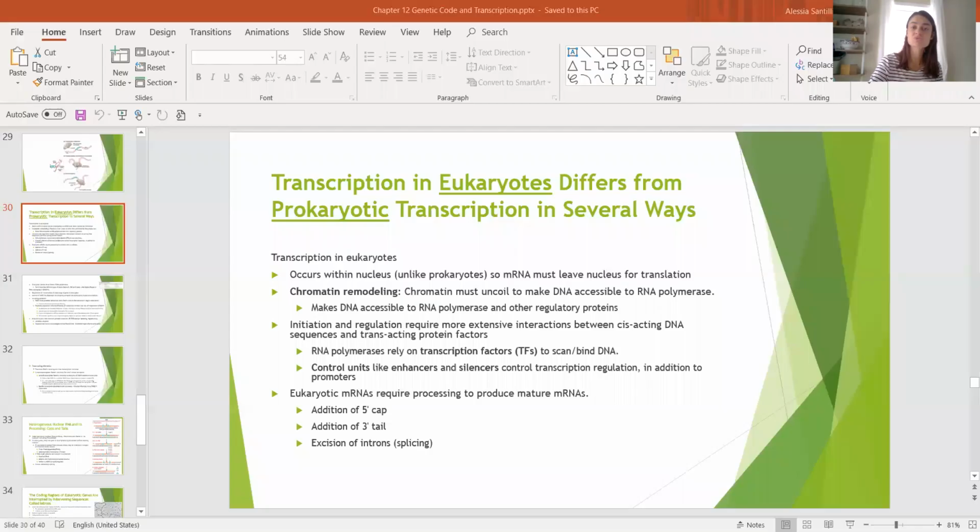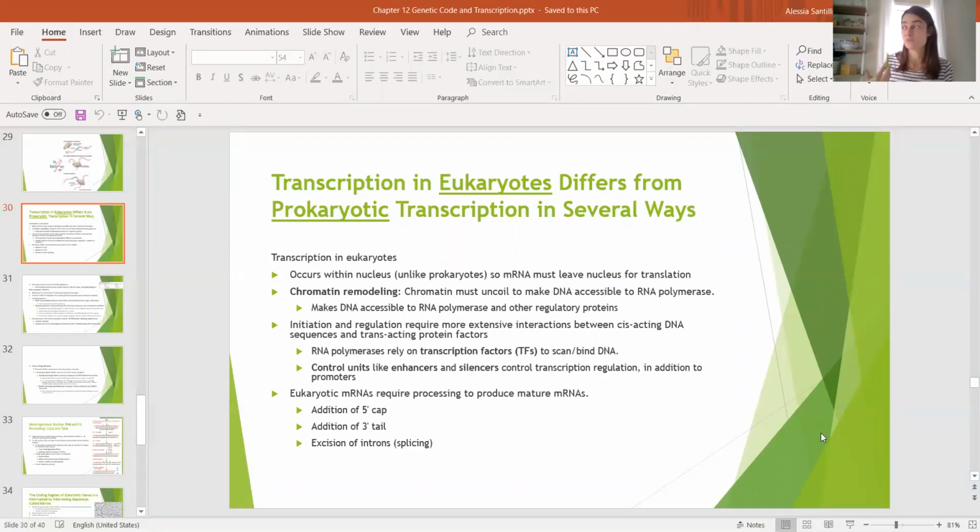All right. So transcription in eukaryotes differs from prokaryotic transcription. So it's going to differ from bacterial and archaeal transcription in several ways. First off, you have to remember one of the main things that distinguishes eukaryotes from prokaryotes, in the sense that they have little organelles, right? They have compartmentalization. So in eukaryotes, we're going to find a nucleus, and inside that nucleus is where we would find our nuclear DNA, right?